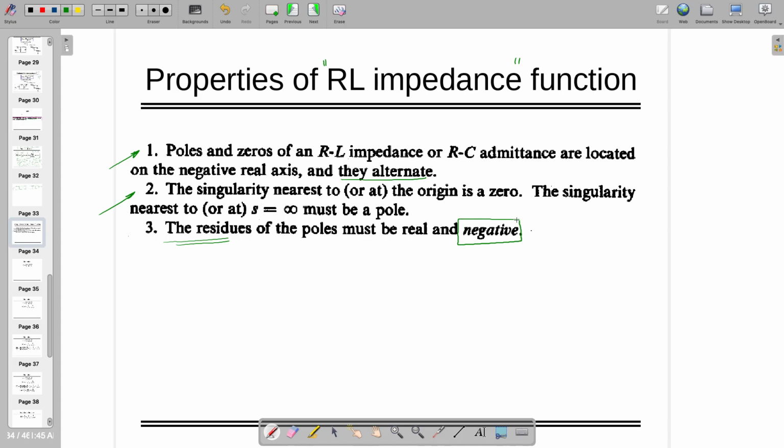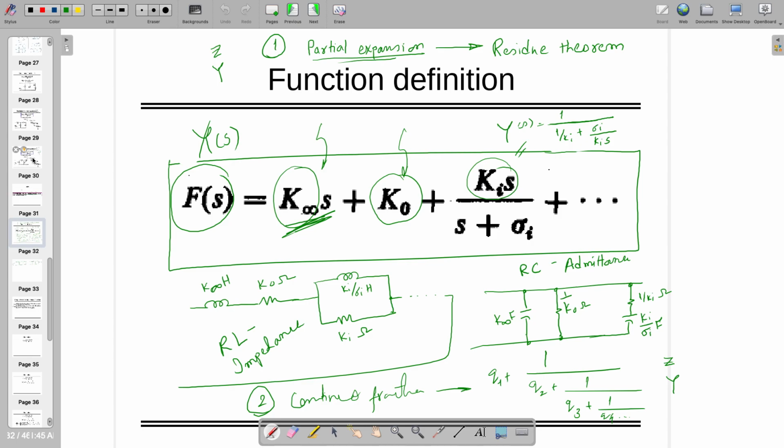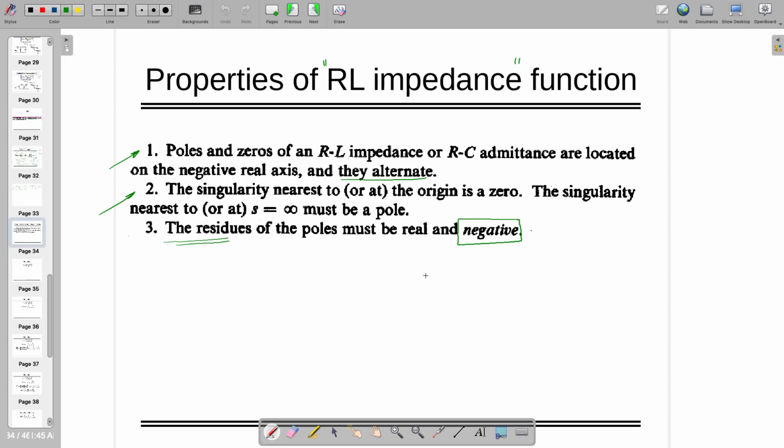Till now we have observed that when we are doing all these things, K infinity, K0, Ki, all the things were positive only. And if you are seeing anything negative in the case of LC or RC impedance or RL admittance function, all these entries were positive till now. But here, surprisingly, you are going to see negative. This is all because of how you are keeping your function in the form of Foster. That's why it's going to happen.